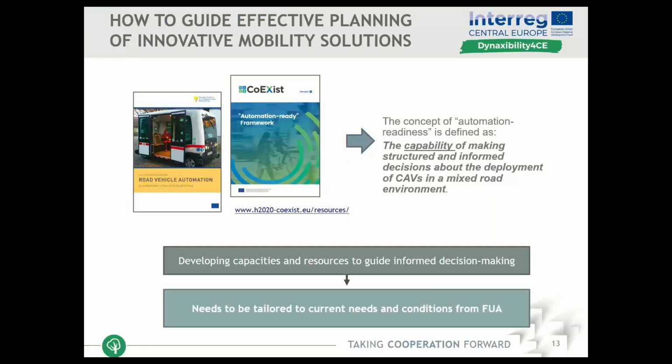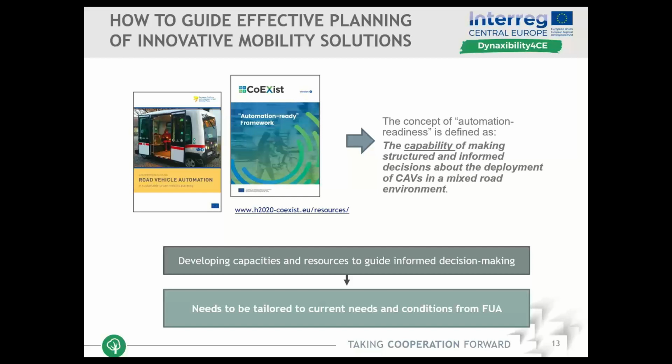Why are we talking about how to plan for automation, and what is the context of this effort in Dynaxibility and in the projects that we've been working with and following up? Well, one of our main goals basically has been to increase the capacity, the capability of authorities and stakeholders to make informed decisions about the topic of automation in mobility, about CCAM.